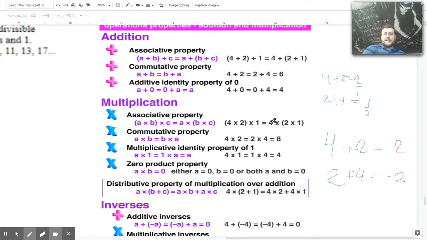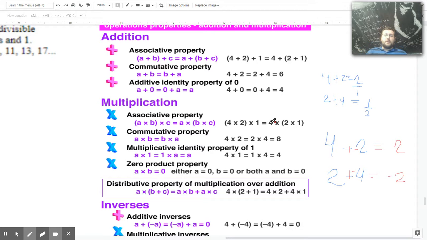Lastly, we have these kinds of things called identity properties. And the identity property of addition basically means that adding 0 does absolutely nothing. So when you add 0 to a number, nothing changes. So that's what's called the identity. Your identity is preserved when you add 0, right? So any number plus 0 is just the same number. 0 plus 4 is 4. 0 plus 3 is 3.